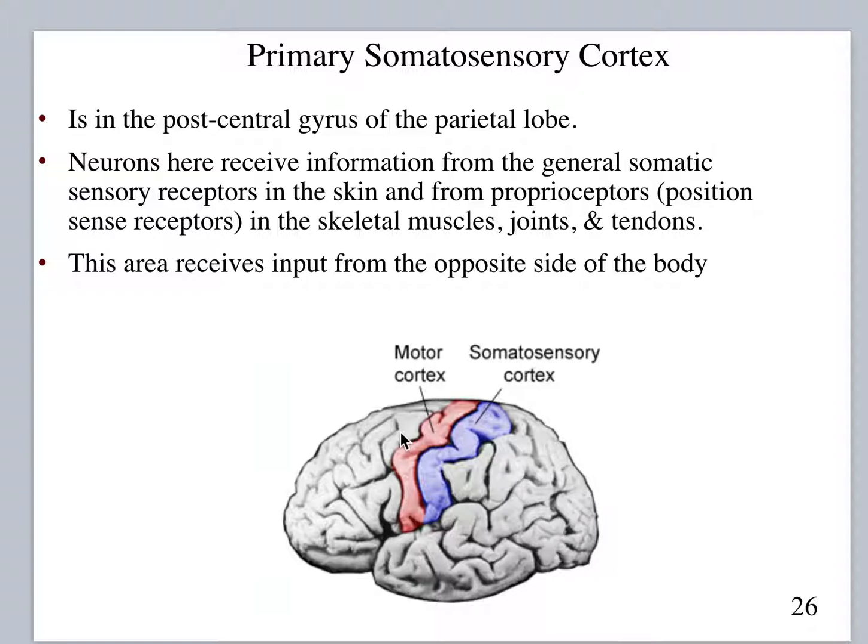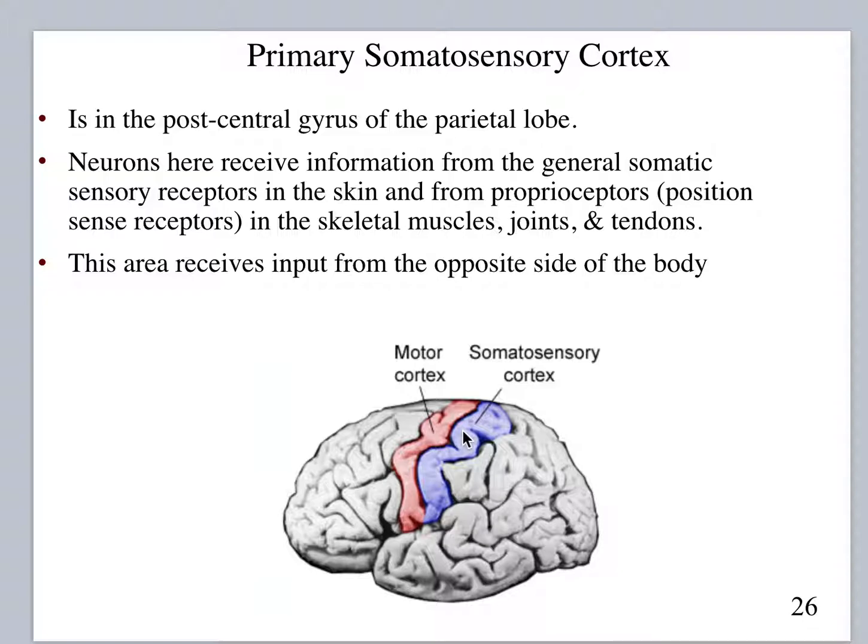Now there's a primary somatosensory cortex. We talked about the primary motor cortex before on the precentral gyrus. The postcentral gyrus has the primary somatosensory cortex. Here we have axons and nerves that receive input from sensors all over the body, and they eventually wind up at the somatosensory cortex. That's when you become aware of a sensation.